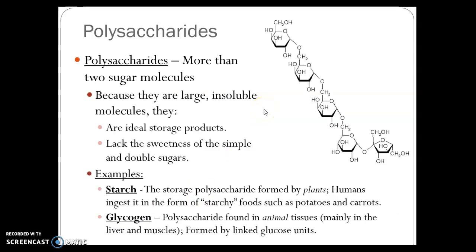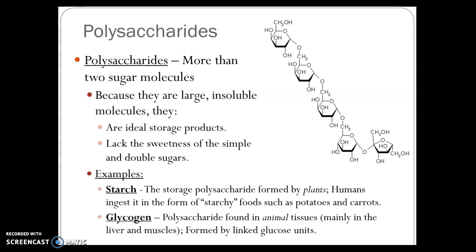Polysaccharides, more than 2. So 3, 4, 5, whatever. You got a polysaccharide. And these are ideal for storage products. They're not really as sweet, but they're really thick and have a lot of good energy in them. Starches and glycogen, these are all polysaccharides that we get from plants and potatoes and animal tissue and all those kind of things.